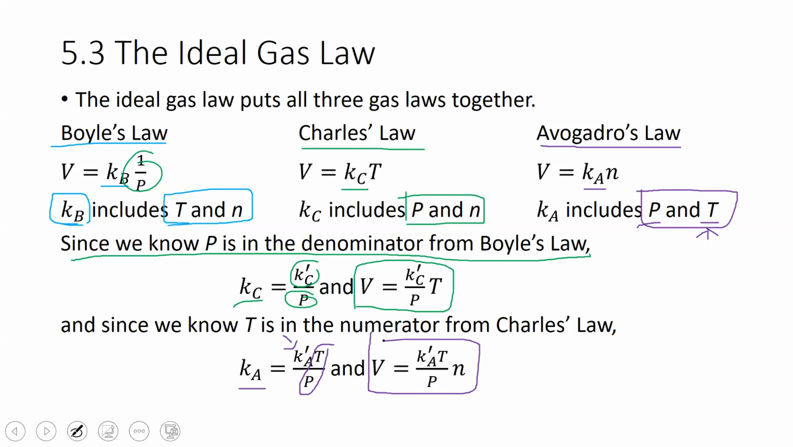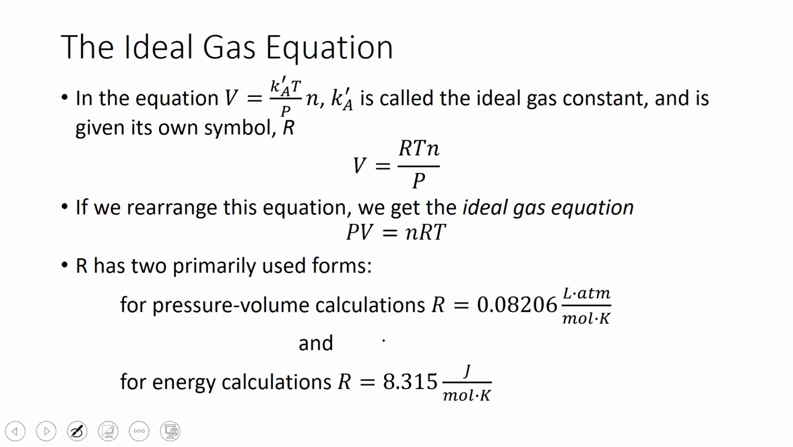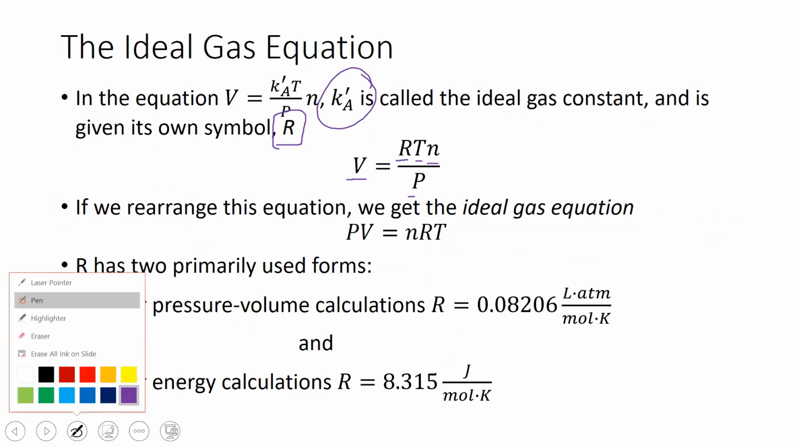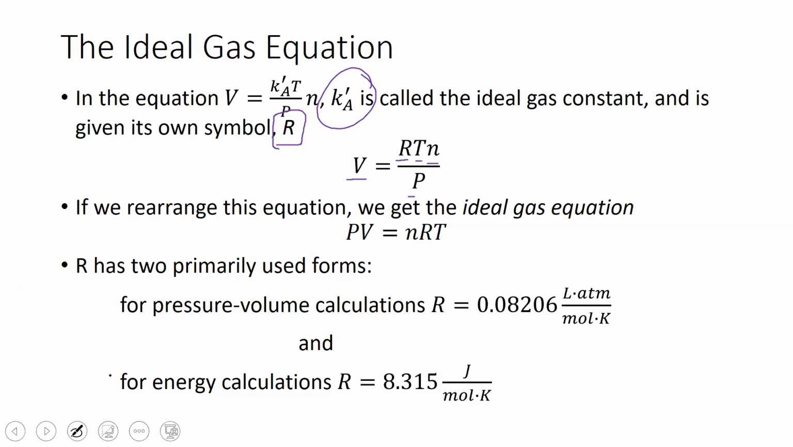And if we take that and run with it a little bit, that Ka prime actually has a special name, and that's given its own symbol, R. So here you can see the relationship. Volume is equal to R, or this constant, times the temperature, times the number of moles, divided by the pressure. And if we rearrange this, we get what we call our ideal gas law equation, or ideal gas equation, and that's PV equals nRT. Now, that is going to govern many of the calculations that we do with gases, relating their pressure, volume, number of moles, and the temperature.